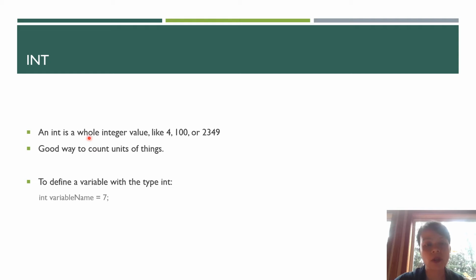Integer. An integer is a whole integer value like 4, 100, or 2,349. So it's a whole number, and it's a good way to count units or things. To define a variable with the type integer, you write integer, variable name, equals 7, which is a value.